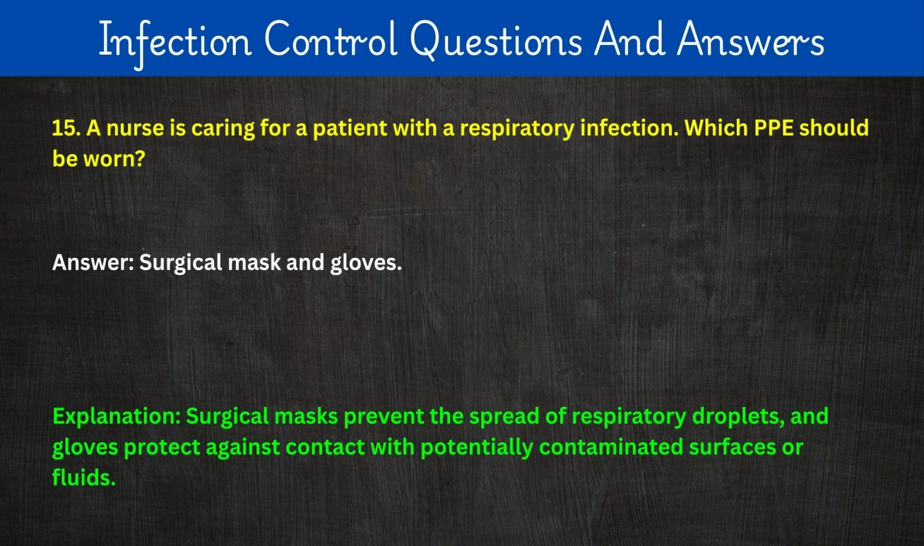14. What type of precautions is required for a patient with measles? Answer: airborne precautions. Explanation: measles is transmitted via airborne particles, and airborne precautions, including the use of an N95 respirator, are necessary to prevent transmission.